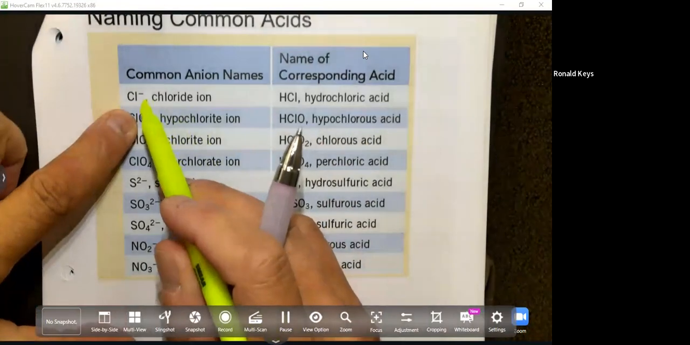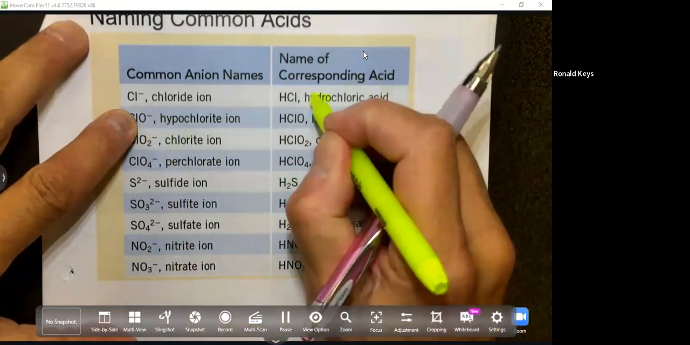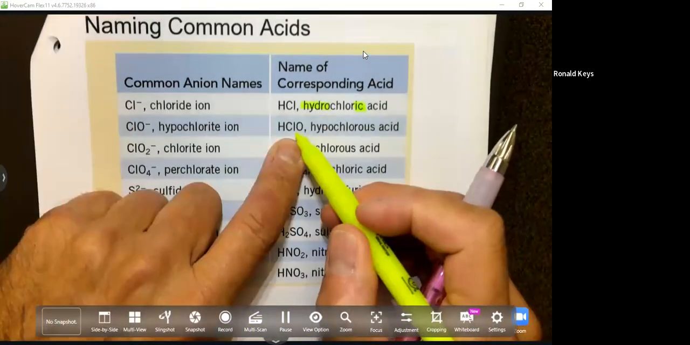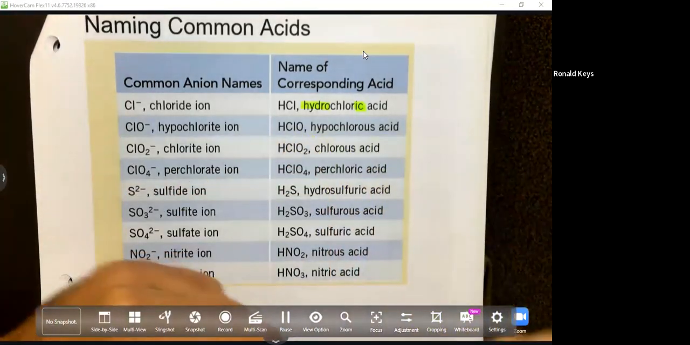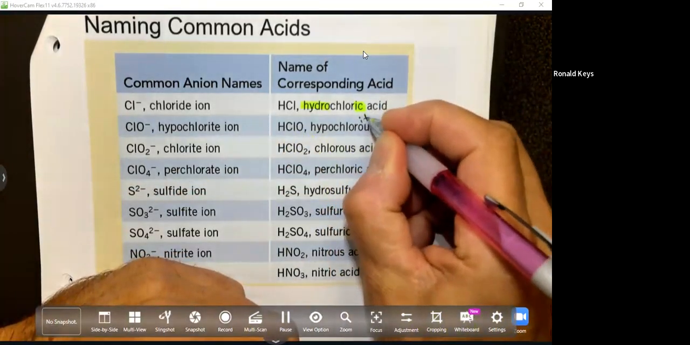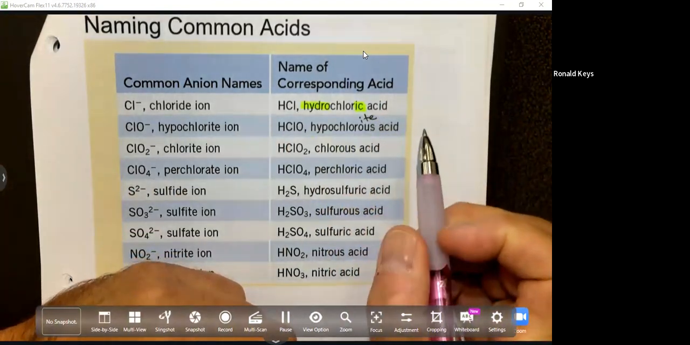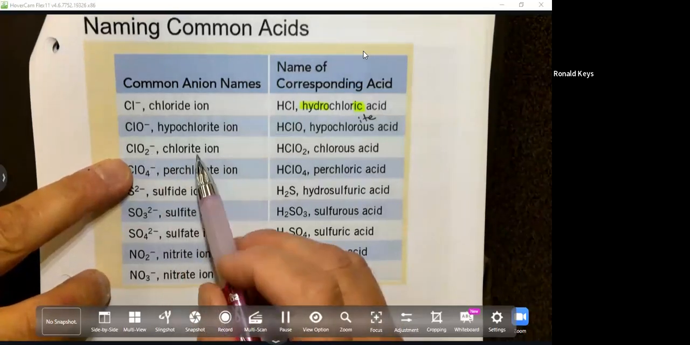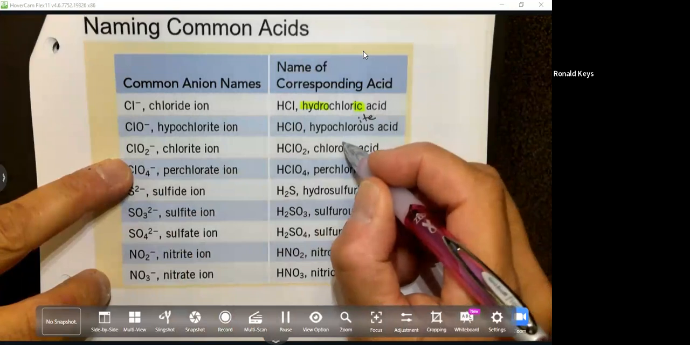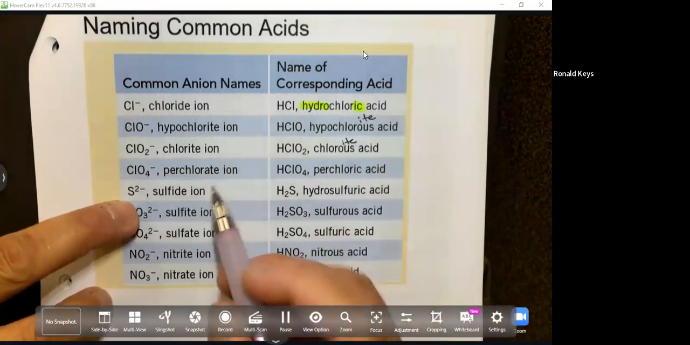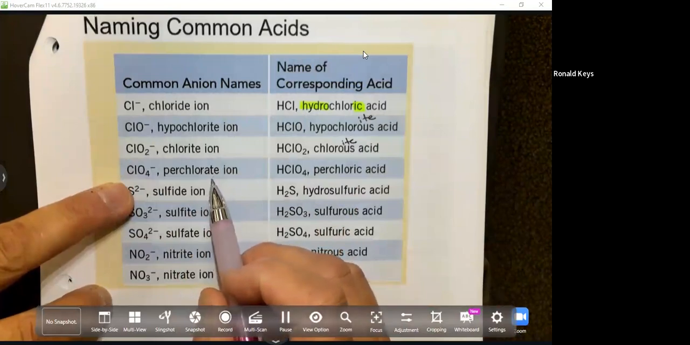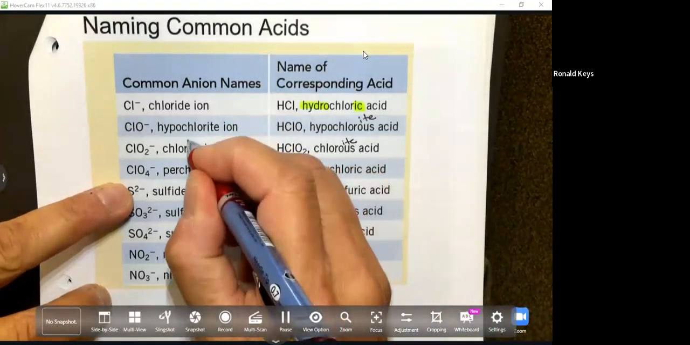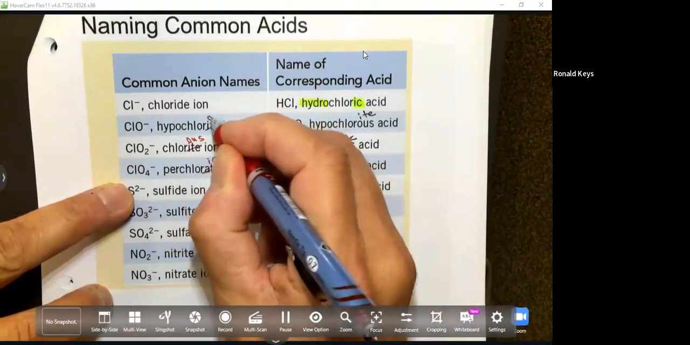So this does not have any oxide in it, so we know that this is going to start with hydro and end in ic, right? ClO minus is hypochlorite on our pink sheet, so we get hypochlorous, ite to ous. ClO2 minus here is chlorite, so ite to ous again. Perchlorate, I should put it over here. ate, we just change to ic, right? Ite to ous, ite to ous.